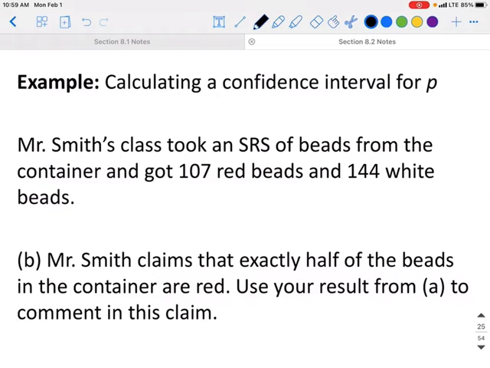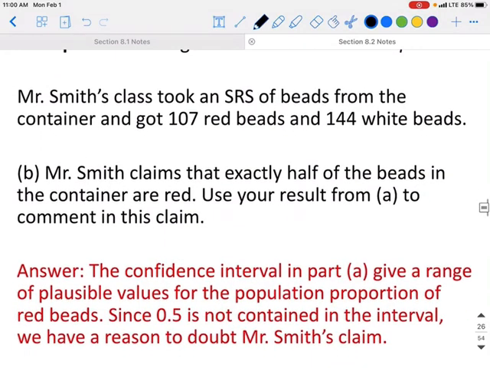Mr. Smith's class took a simple random sample of beads, and it had 107 red and 144 white beads. Now, Mr. Smith claims that half the beads in the container were red. Use your result from part A to comment on this claim. The confidence interval in part A gives a range of plausible values for the population proportion of red beads. Since 0.5 or 50% is not contained in the interval, we have reason to doubt Mr. Smith's claim.